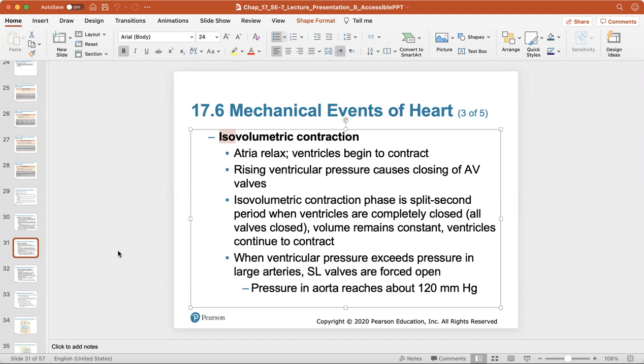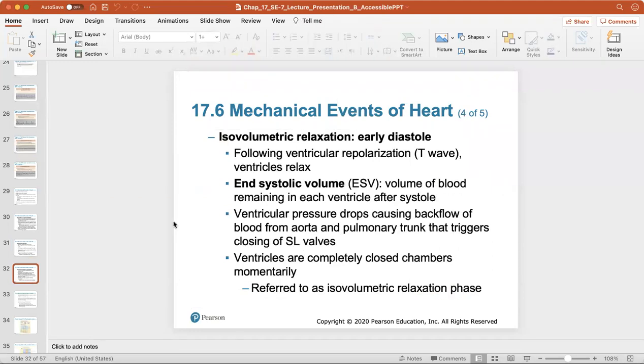And when the ventricular pressure exceeds pressure in the large arteries, your semilunar valves are forced open, and the pressure in the aorta reaches about 120 millimeters of mercury, which is the top blood pressure in a normal person. That we'll talk about eventually, next chapter.